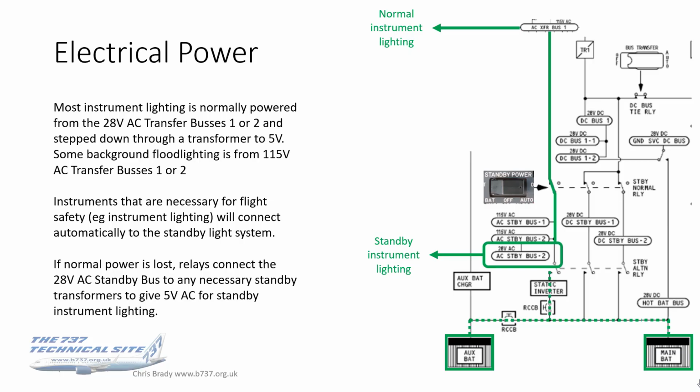Instruments that are necessary for flight safety, so your essential instrument lighting, will connect automatically to the standby light system in the event of a transfer bus failure, and that's shown here on the AC standby bus 2. If normal power is lost, relays connect the 28 volt AC standby bus to any necessary standby transformers to give 5 volt AC for the standby instrument lighting. So you've got a normal power source and a standby power source as well.